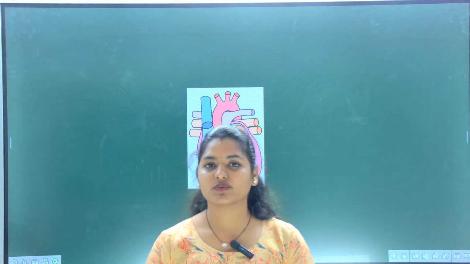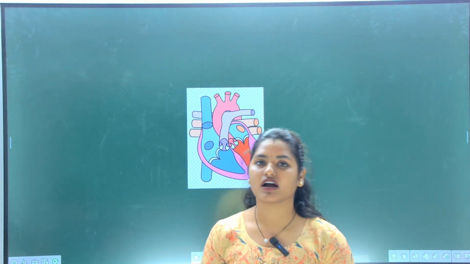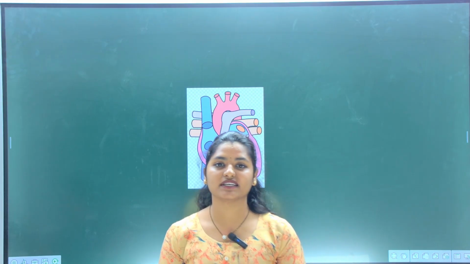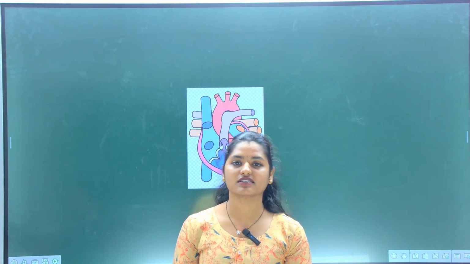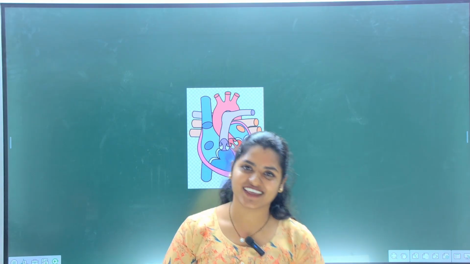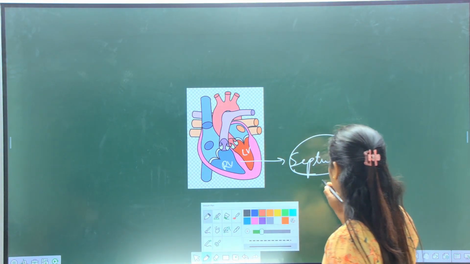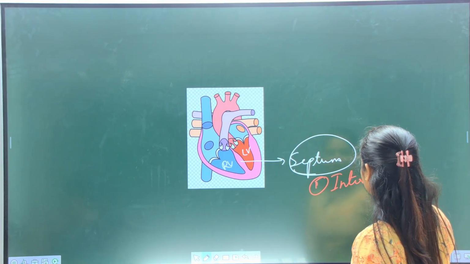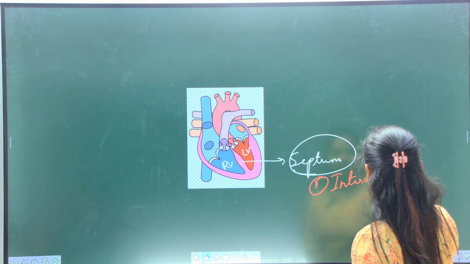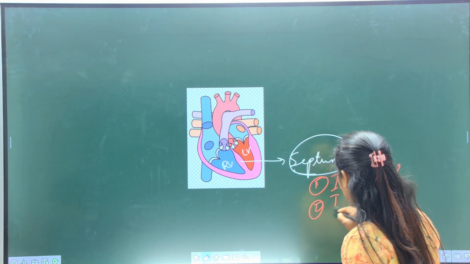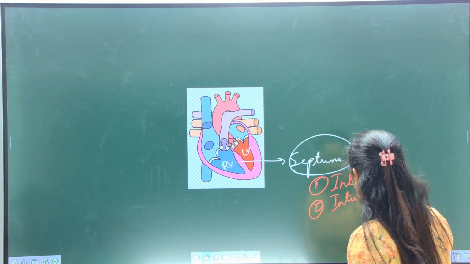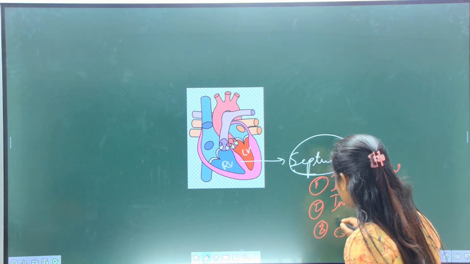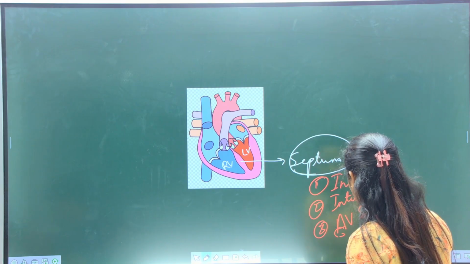So now we have learned about all the covering layers of the heart, which layers are present in the heart, and the vessels of the heart. Next is the septum. In the next class we will learn about the complete blood circulatory system of the heart. Septum is of three types. One is interatrial septum, second is interventricular septum, and third is AV septum.